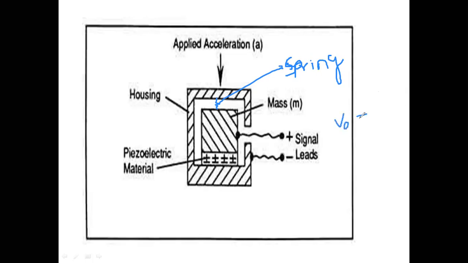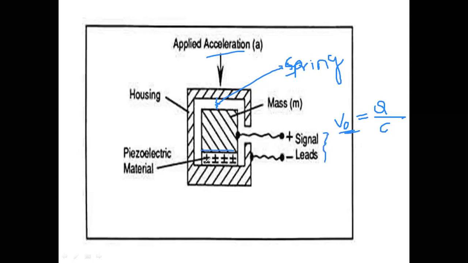Output voltage is V0 equal to Q by C. The amount of output which I get is proportional to the rate of deformation that the crystal has gone through, and that deformation is proportional to the acceleration applied. So the output voltage is a measure of acceleration applied. I have to take this output voltage by using some ohmic contacts.